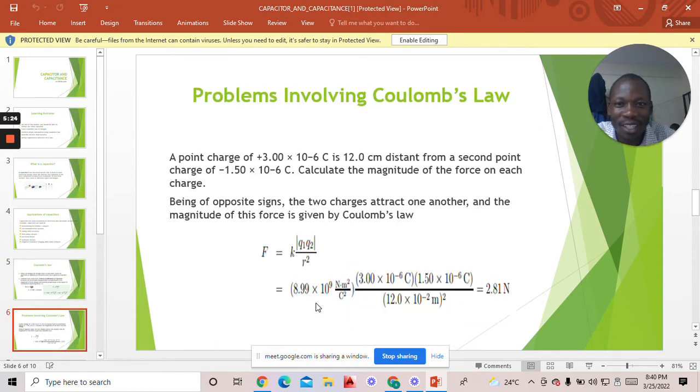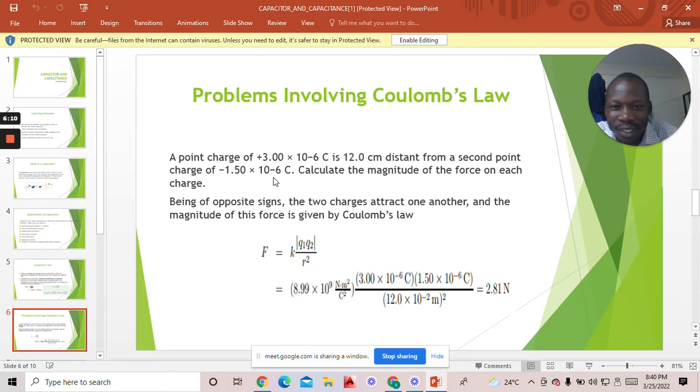So let's see one example here of how we can apply this Coulomb's law in solving some problems. A point charge of positive 3 times 10 power negative 6 Coulomb is 12.0 centimeters distant from a second point charge of negative 1.50 times 10 raised to negative 6 Coulomb, and we are required to calculate the magnitude of the force on each charge. As you can see, we have a positive charge and a negative charge, so we expect a force of attraction.